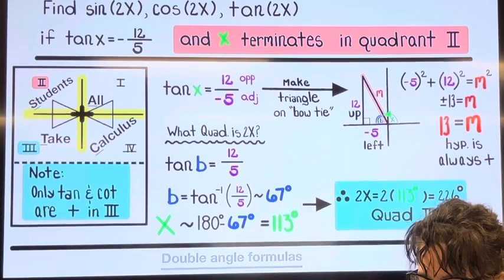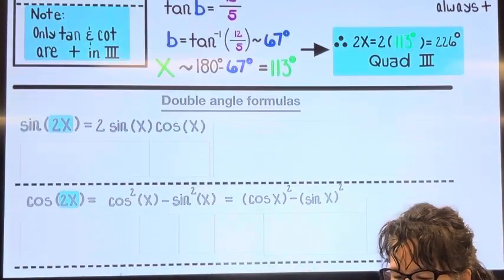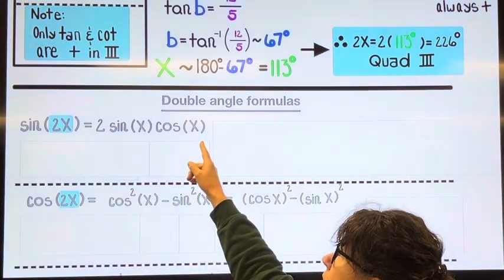All right, so now let's get into substituting our values. For the sine of 2x, that's 2 sine x cosine x.